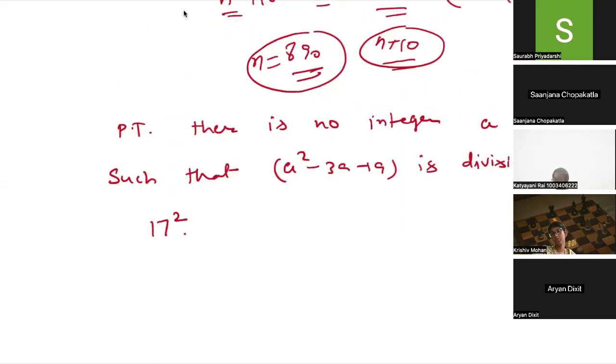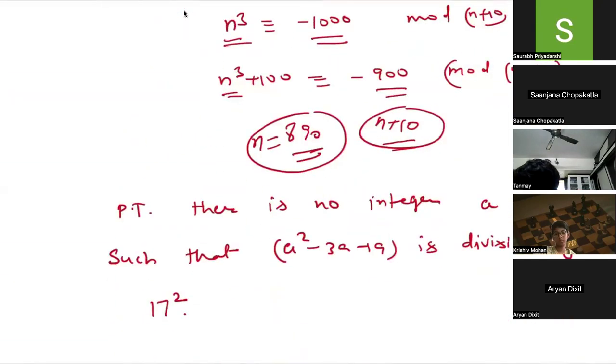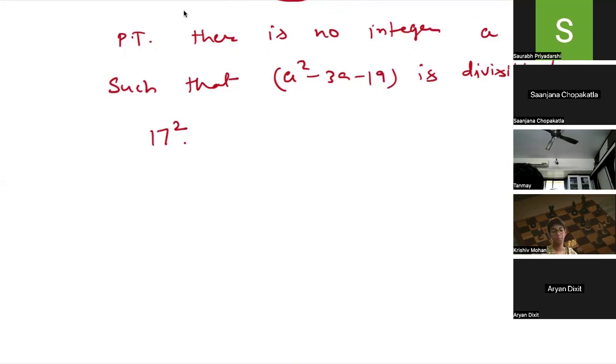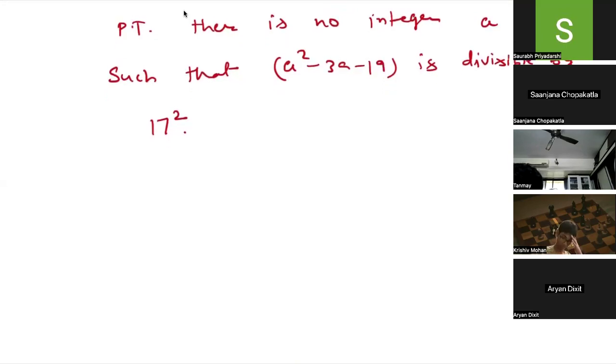Sir, it is a square minus 3a minus 19. Yes, better. a square minus 3a minus 19. Minus 19, right? a square minus 3a minus 19 is divisible by 17 square. Right? Same as what we have done in the previous to the previous one.